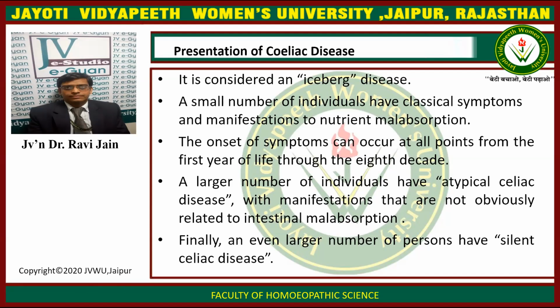The onset of symptoms can occur at any point from the first year of life throughout the eighth decade. A larger number of individuals have atypical celiac disease, manifested by features not obviously related to intestinal malabsorption. Most of the cases coming to you have atypical celiac disease. Finally, an even larger number of patients have silent celiac disease, without any symptoms.